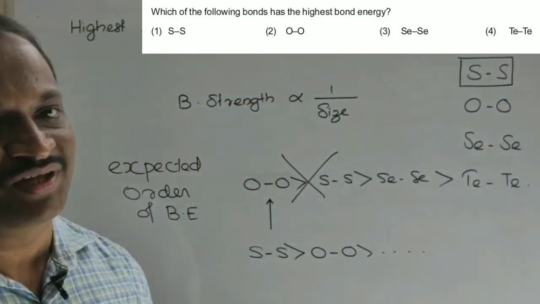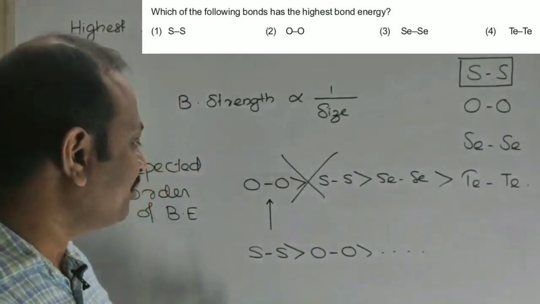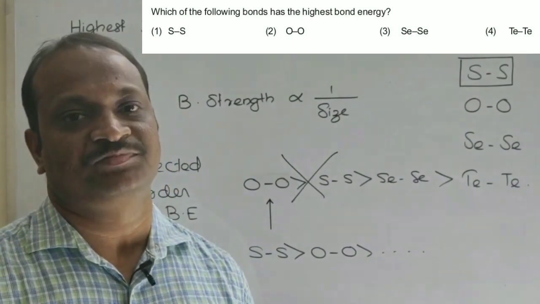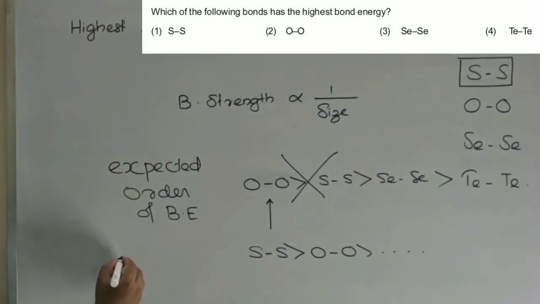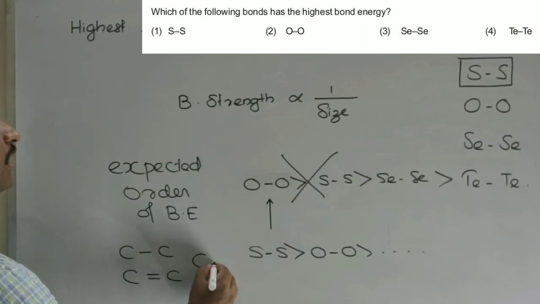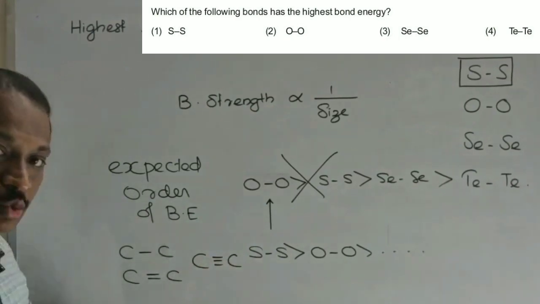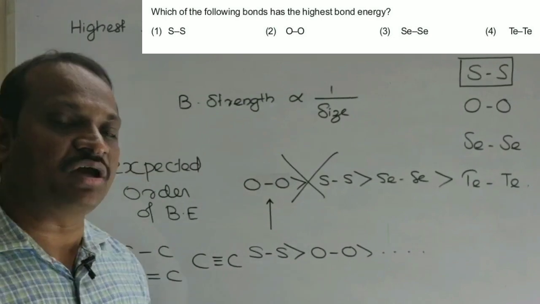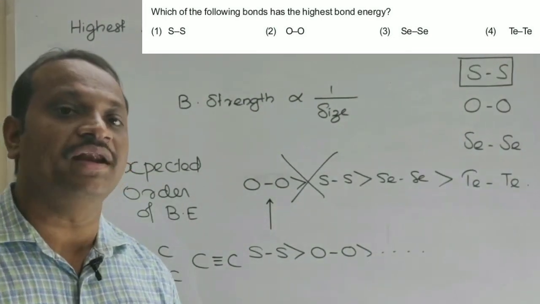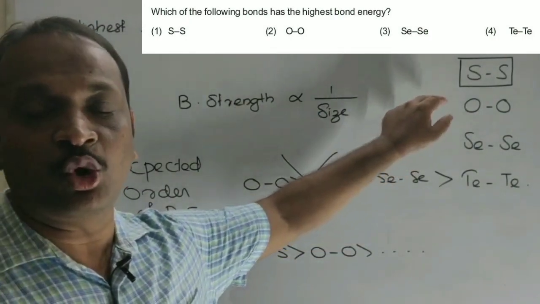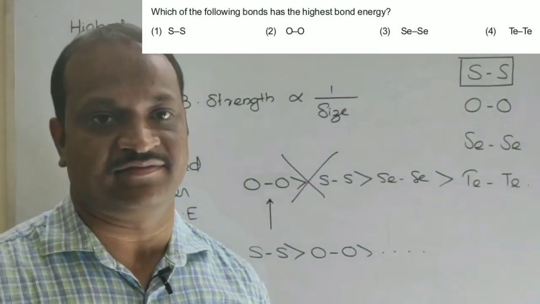And definitely, bond energy does not depend only on size. It depends on the bond order also. Suppose we have a species like this, a carbon single bond carbon. Next, carbon double bond carbon. Next, we have carbon triple bond carbon. Where do we have the higher bond energy? Obviously you know that as the number of bonds increases, bond energy also increases. So in this particular question, our answer is not OO, our answer is SS.